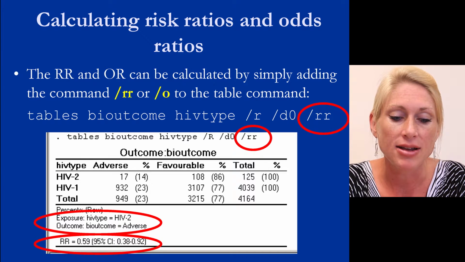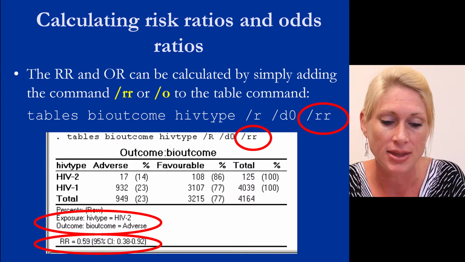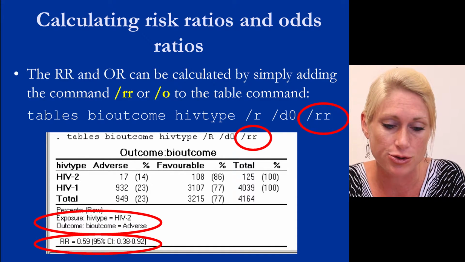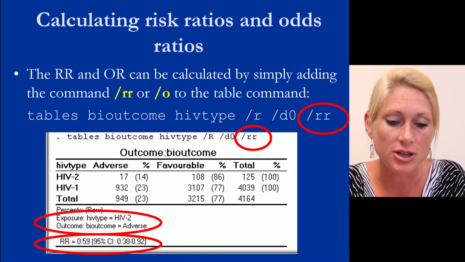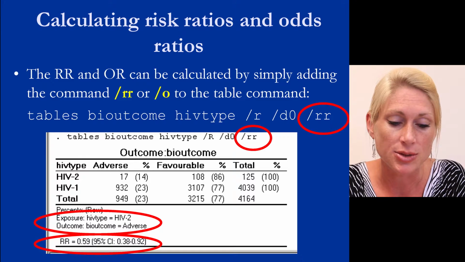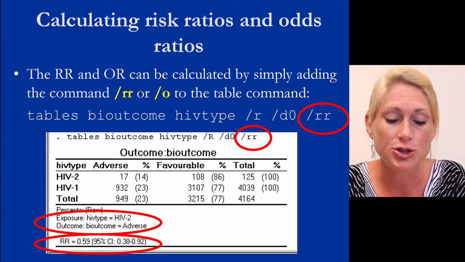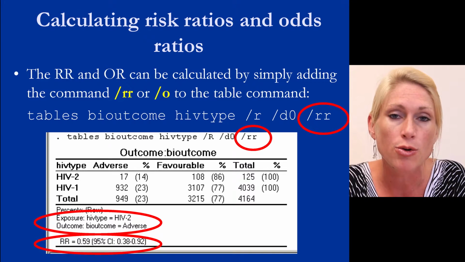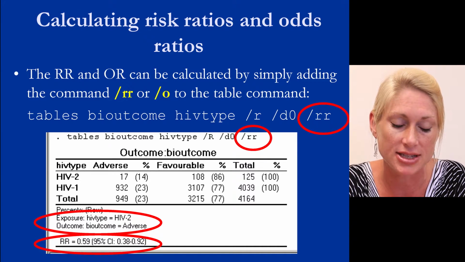So here we're comparing HIV-2 patients to HIV-1 patients. In statistics, we always compare the exposed group to the unexposed group. So comparing HIV-2 to HIV-1 patients. So with that in mind, the way we interpret this risk ratio is that HIV-2 patients have 0.6 times the risk of an adverse outcome compared to HIV-1 patients, or 40% lower risk of an adverse outcome compared to HIV-1 patients.